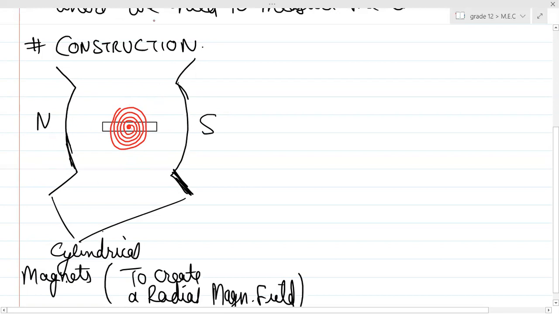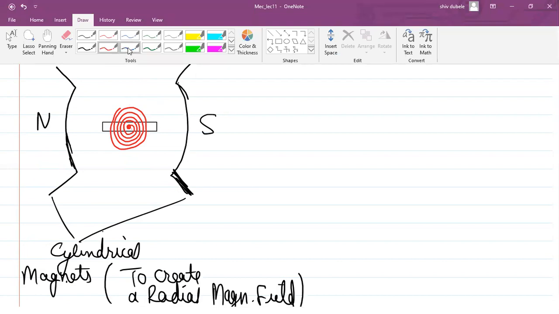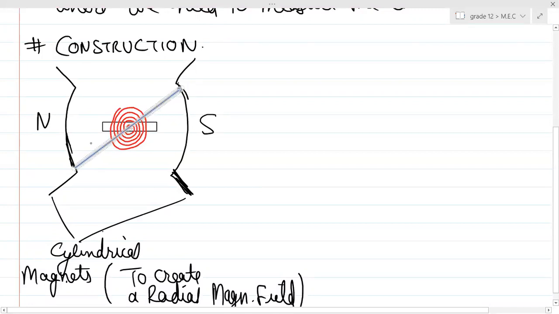First of all, what is the function of these cylindrical magnets? It is to create a radial magnetic field. The radial magnetic field looks like this. Can you see? So this is your radial magnetic field. Yes, please draw the diagram along with me.